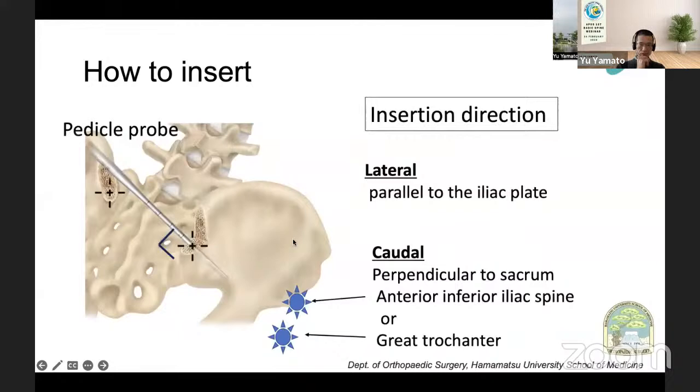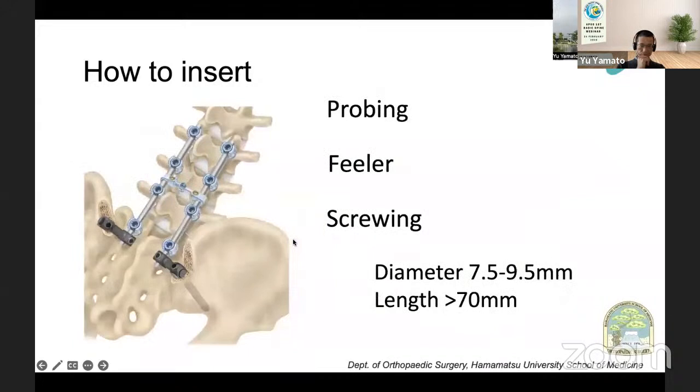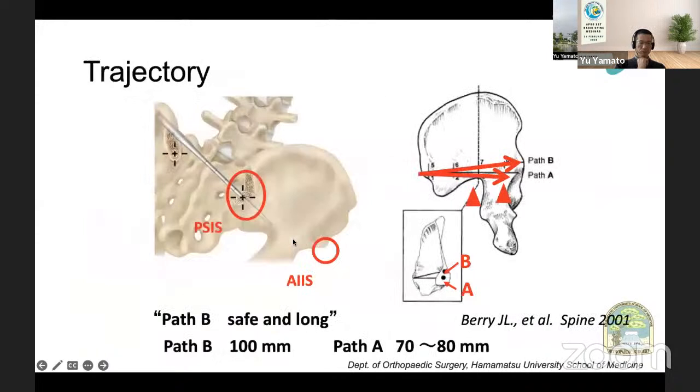After probing, make sure there is no perforation using a feeler, then insert the screw. Tapping is not necessary. Usually we use a screw diameter of 7.5 to 9.5 millimeters and a screw length of minimum 17 millimeters. Trajectory B is considered to be the best, but A is also sufficient.